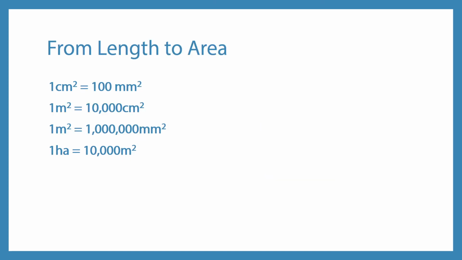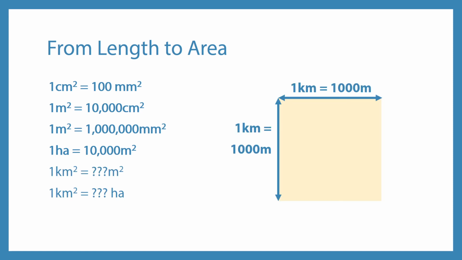So come back to our list of conversions. So now we're going to work out how we would convert kilometers into meters squared. So if we had 1 kilometer squared, we have 1,000 meters. So we're going to get again 1,000 times 1,000, so this area is 1 kilometer squared, and we're going to get 1 million square meters.